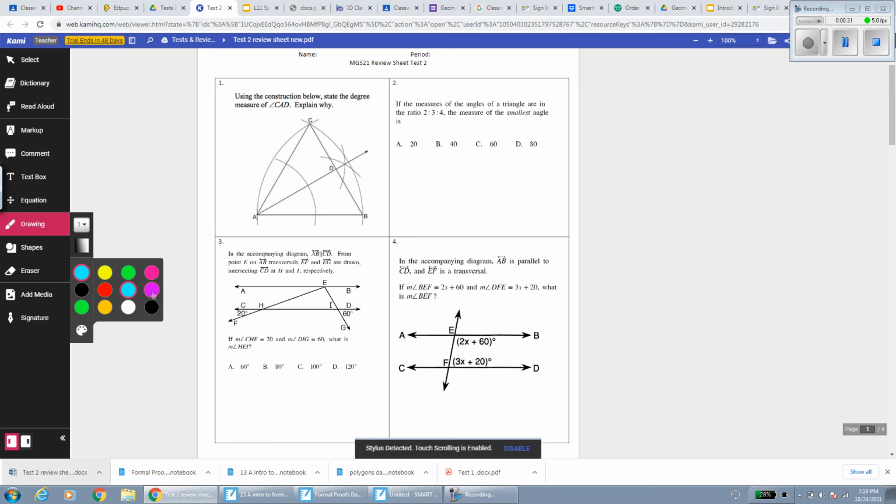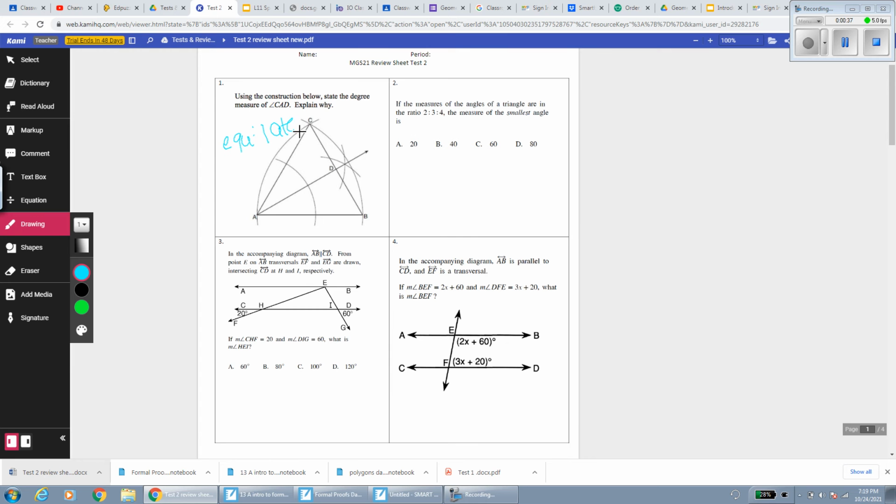So I'm going to write that down. Let me use a color, equilateral. Sorry for my messy handwriting. It's a little bit hard to write on my computer here. So we have an equilateral triangle, and we know that if the sides of a triangle are equal, the angles opposite those sides are equal as well. So if a triangle has 3 equal sides, it's going to have 3 equal angles.